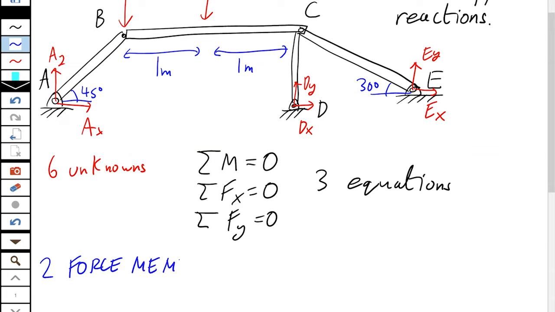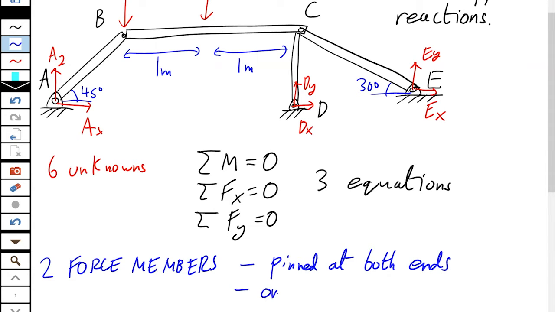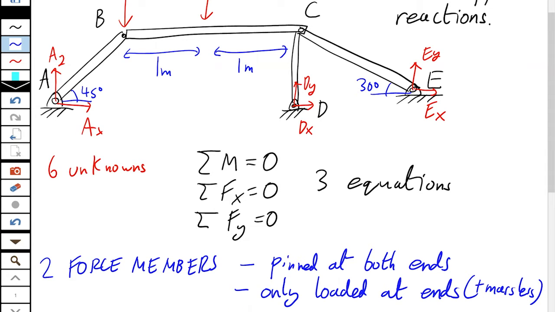We always check for those at the start of a problem. A 2 force member is pinned at both ends, only loaded at the ends. Now notice this means it must be massless. Otherwise there would be a weight load in the middle and no moments anywhere on it.